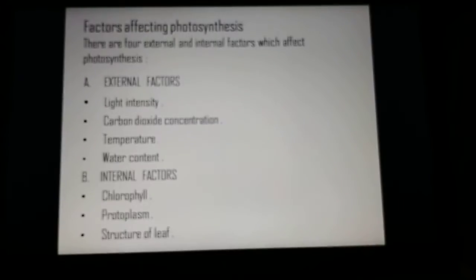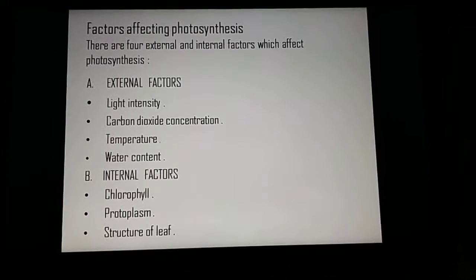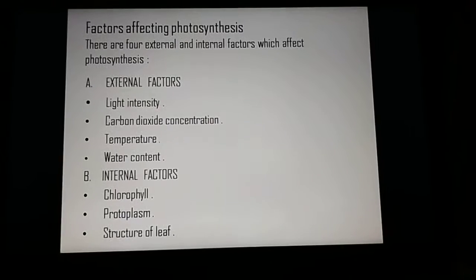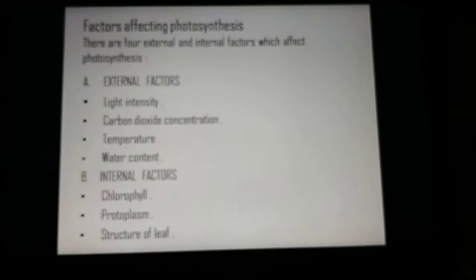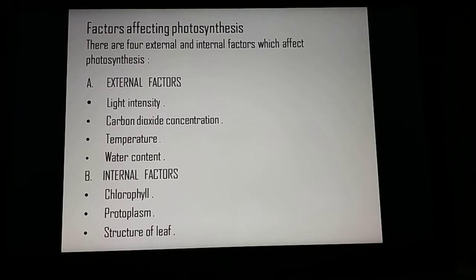Now, internal factors. So, the first is chlorophyll. Nutritional deficiencies of minerals cause loss of chlorophyll and hence a drop in trapping solar energy. Second point, protoplasm. Dehydration of protoplasm for some reasons reduces the rate of photosynthesis. Similarly, the accumulation of carbohydrates also reduces the rate of photosynthesis.